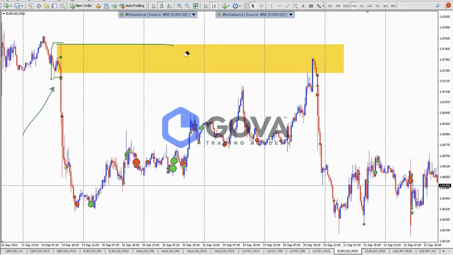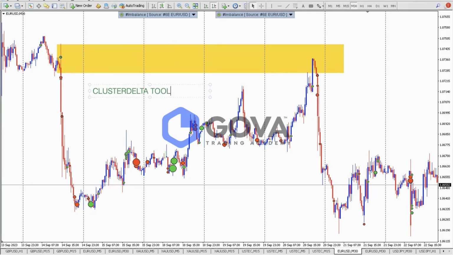You can see how easy it is to be a very successful trader as a scalper using this Clusterdelta tool. This Clusterdelta tool is going to help you a lot in becoming a very successful scalper. Very, very easy.